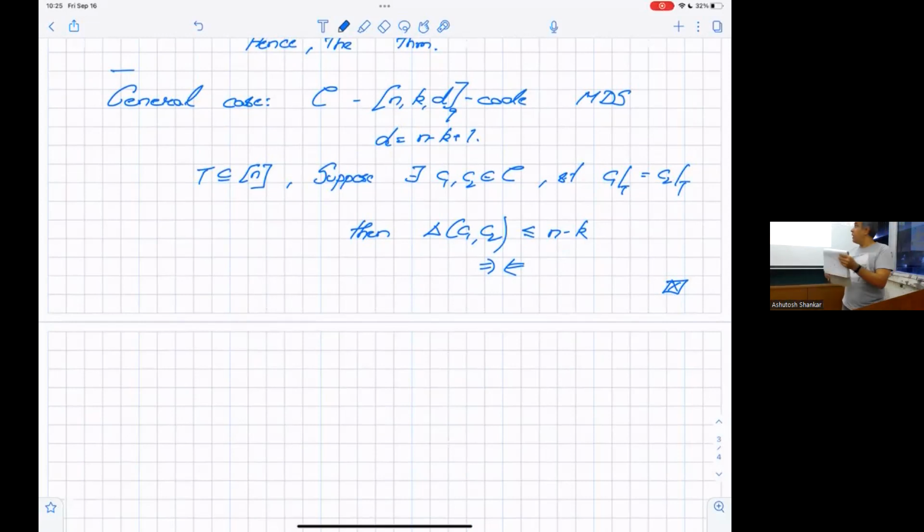What will we do next? I still haven't shown you the parity check viewpoint, because that will take some more effort. So for that, let's recall some basic facts about finite fields. Most of it you would know, but I'm going to state them because we will be using them both as facts about finite fields, and also we need these facts.